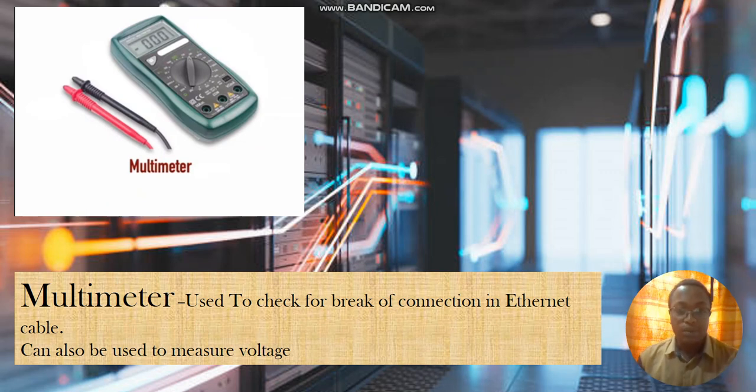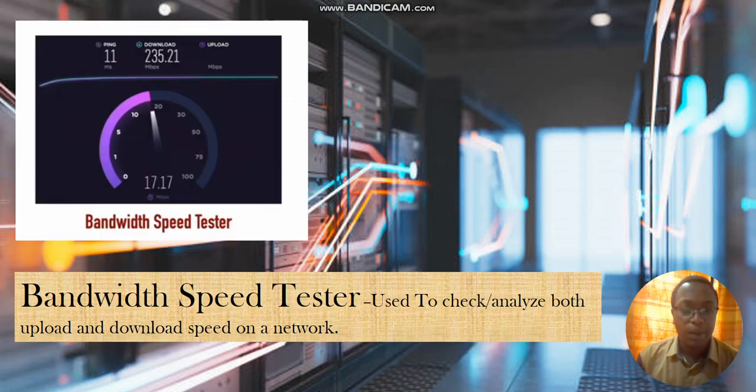There is what we call a multimeter, and it is used to check for breaks of connection in Ethernet cables. Okay, this could also be found in other applications, in electrical applications, where you look for breakages in a circuit, but in networking we look for breaks of connection in the Ethernet cables. It can also be used to measure the voltage of a device. There's what we call a bandwidth speed tester, and this is used to check both upload and download speeds on a network. It shows you the upload speeds and the download speeds in your network, and these are basically websites that you can search for.